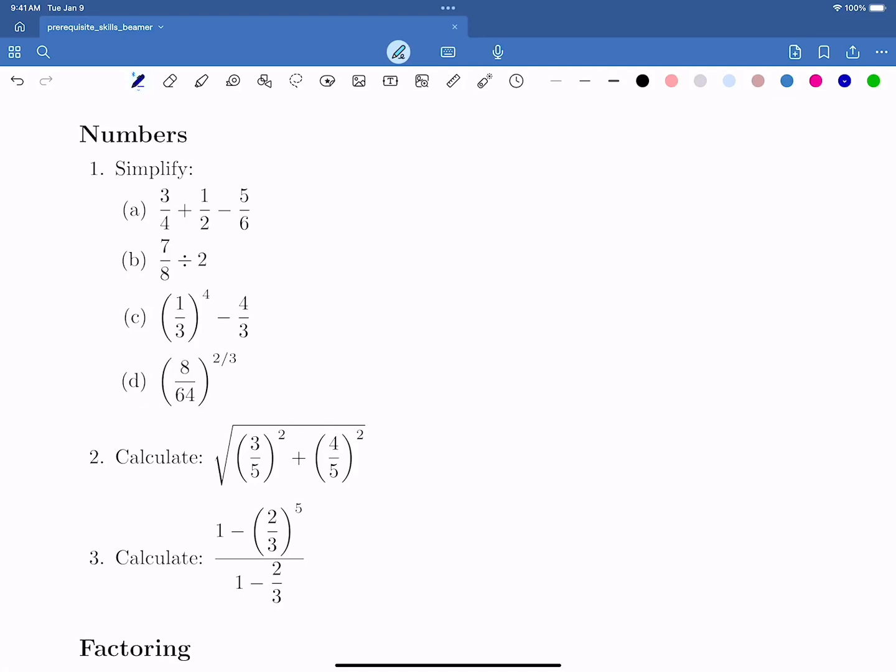Hello, I'm Michelle Kreml, and today we are going to review some prerequisite skills needed to be successful in the IB Math Analysis and Approaches course. We're going to start with numbers by simplifying some fractions.